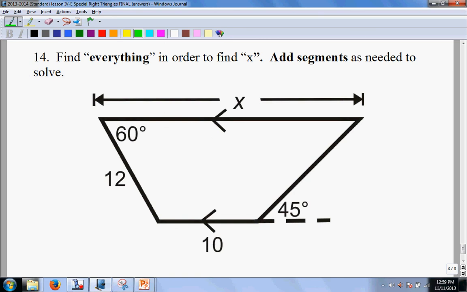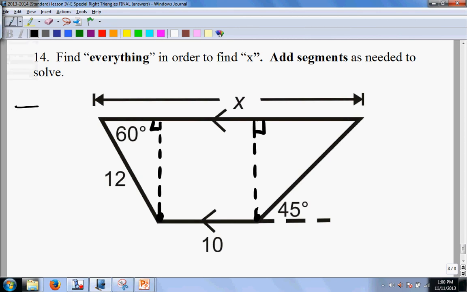Number 14 says find everything you can to ultimately find X. Add segments as needed. Well, I haven't really taught you anything about trapezoids, so your first order of business is to change these trapezoids into right triangles. From here, go ahead and drop down a right angled segment. Now, look, you have a 30, 60, 90 triangle on the right. Drop down another right angled segment. You have a 45, 45, 90 triangle on the left.